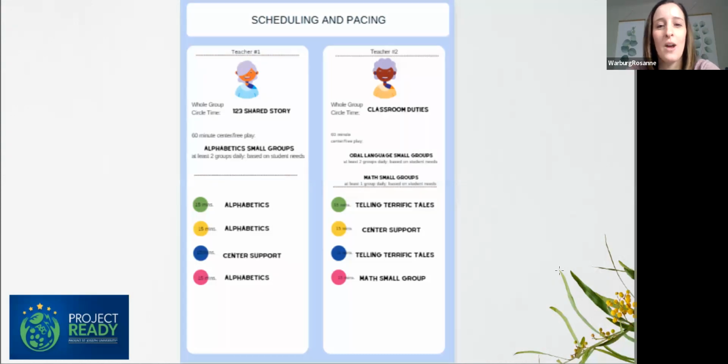You see that teacher 1 here is responsible for the whole group circle time, and on this day it's a shared story that they'll be doing together. Then that teacher is responsible during the 60-minute center and free play and small group time. Teacher 1 is going to be responsible for the alphabetics small groups: a 15-minute alphabetics group, another 15-minute alphabetics group, about 15 minutes of center support, so those general classroom supports that happen, and then another 15-minute alphabetics routine.